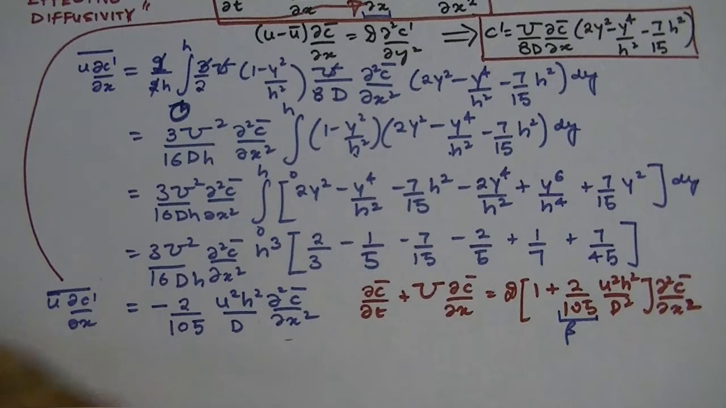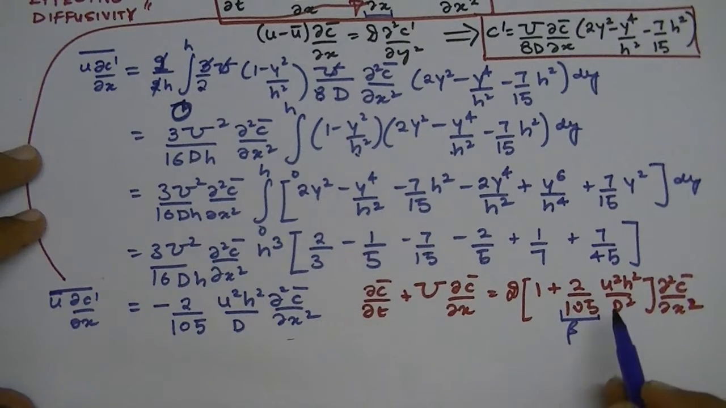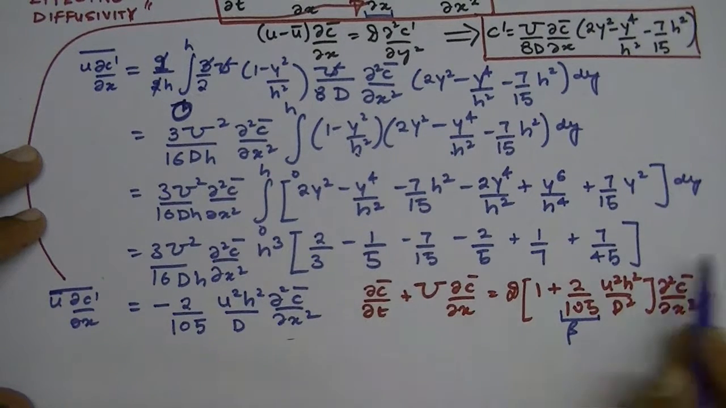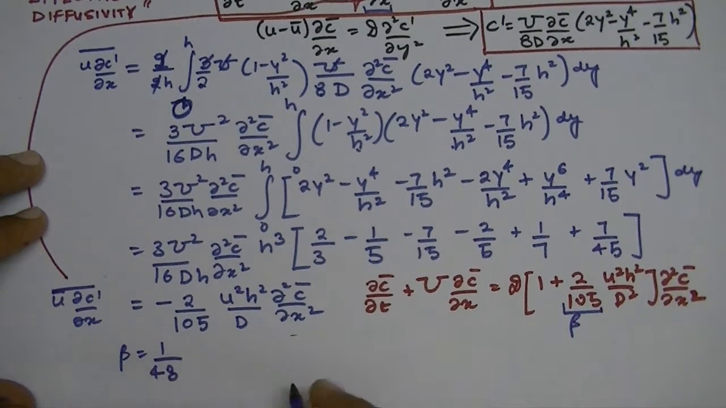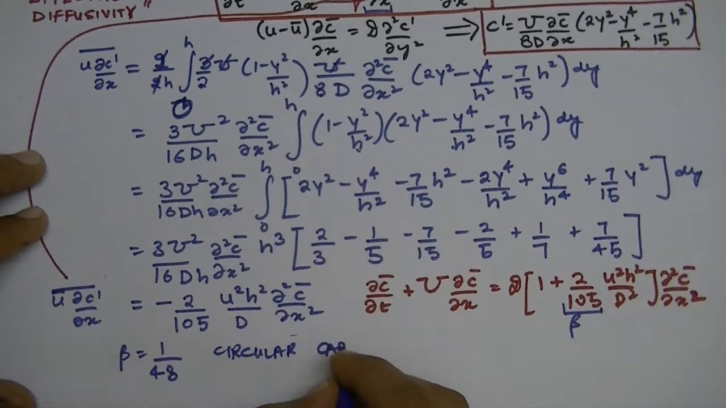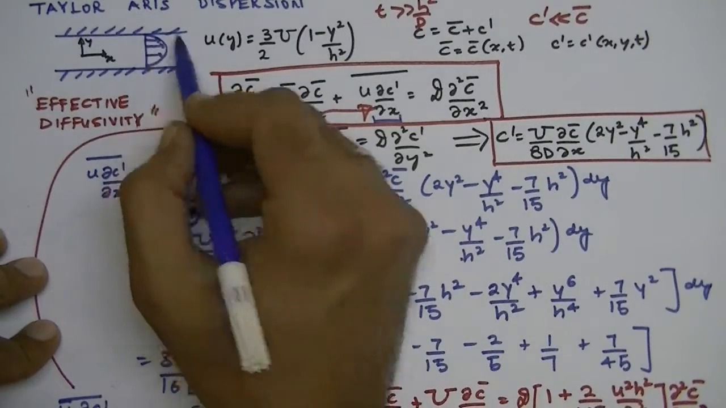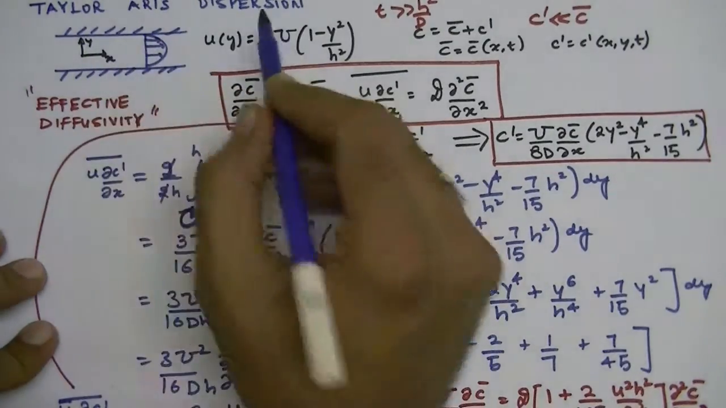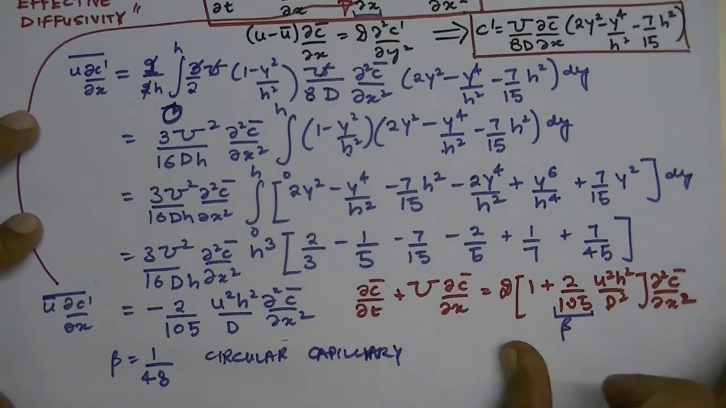So for flow between two parallel plates, this value of beta is 2 over 105 as we have derived over here. Now a similar analysis for a circular capillary, you would get beta would be 1 over 48 for a circular capillary or a channel. Similarly, instead of this parabolic flow, let's say you had a Couette flow, then you would get a different value of beta.